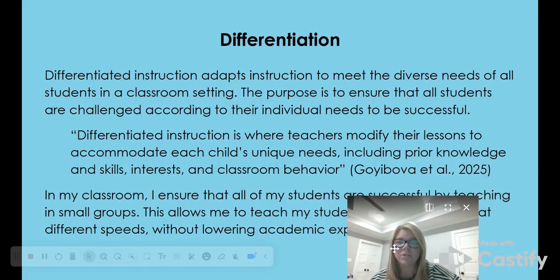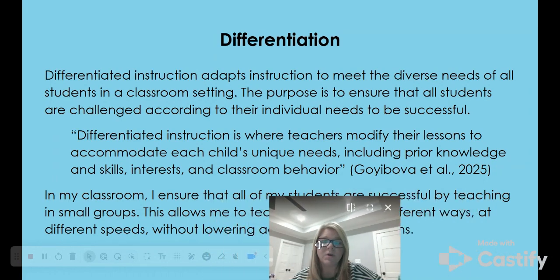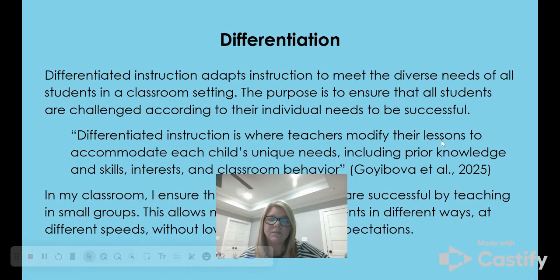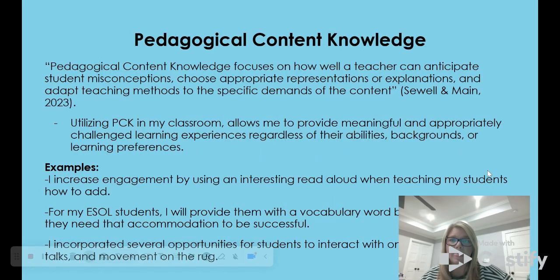In my classroom, I ensure that all of my students are successful by teaching in small groups. This allows me to teach my students in different ways at different speeds without lowering academic expectations.